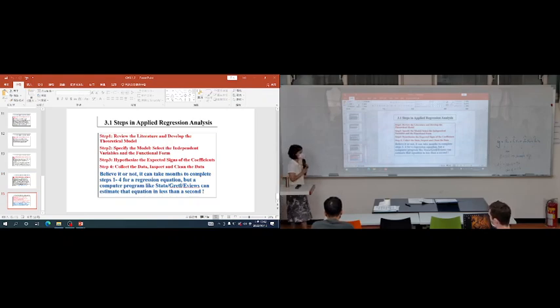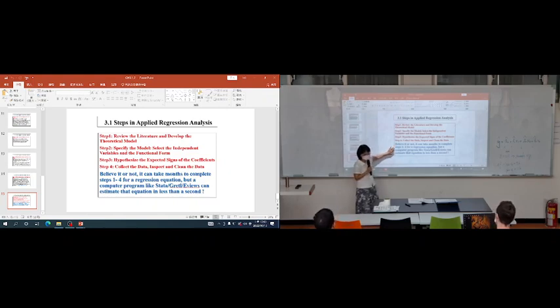Then, I really want to mention that from step 1 to step 4, this is kind of a warning. Believe it or not, it can take months to complete steps 1 to 4. I mean, this is about your thesis. It's not our assignments. Believe it or not, it can take months to complete steps 1 to 4 for a regression equation.